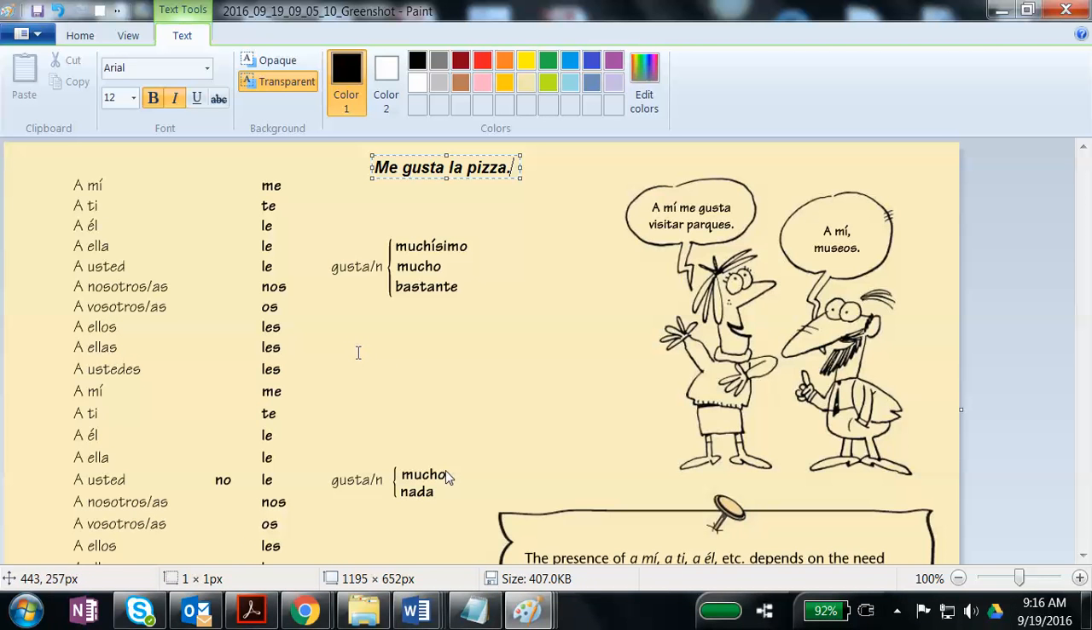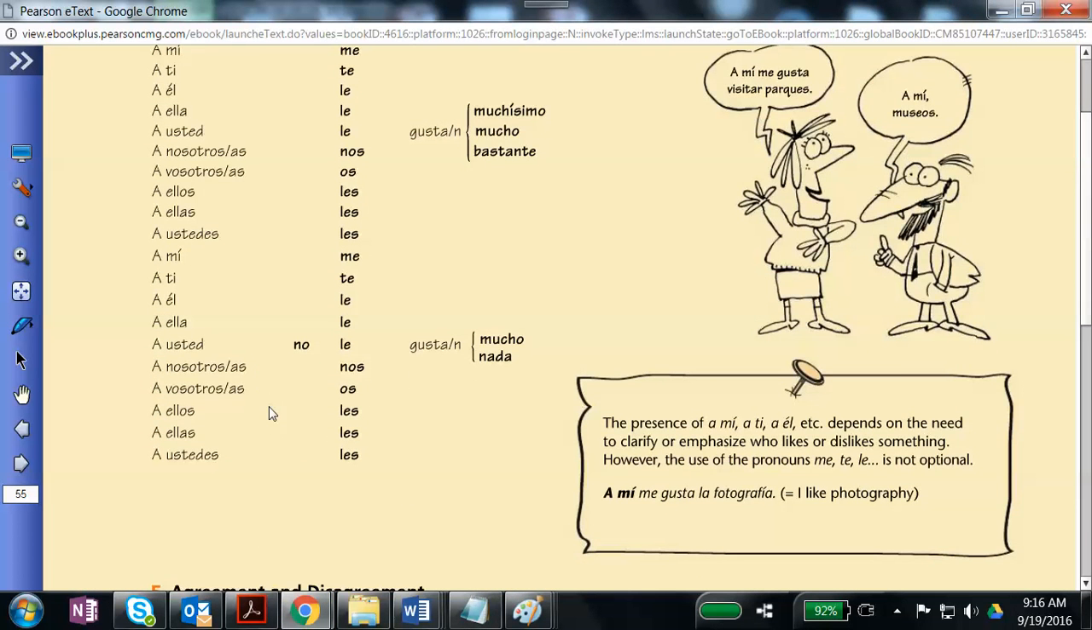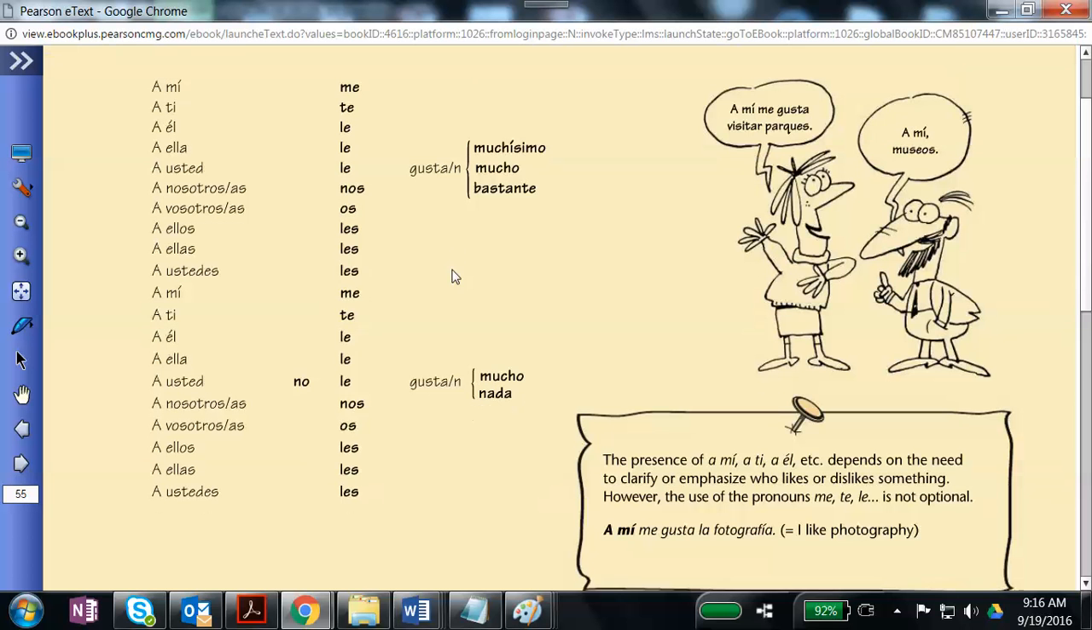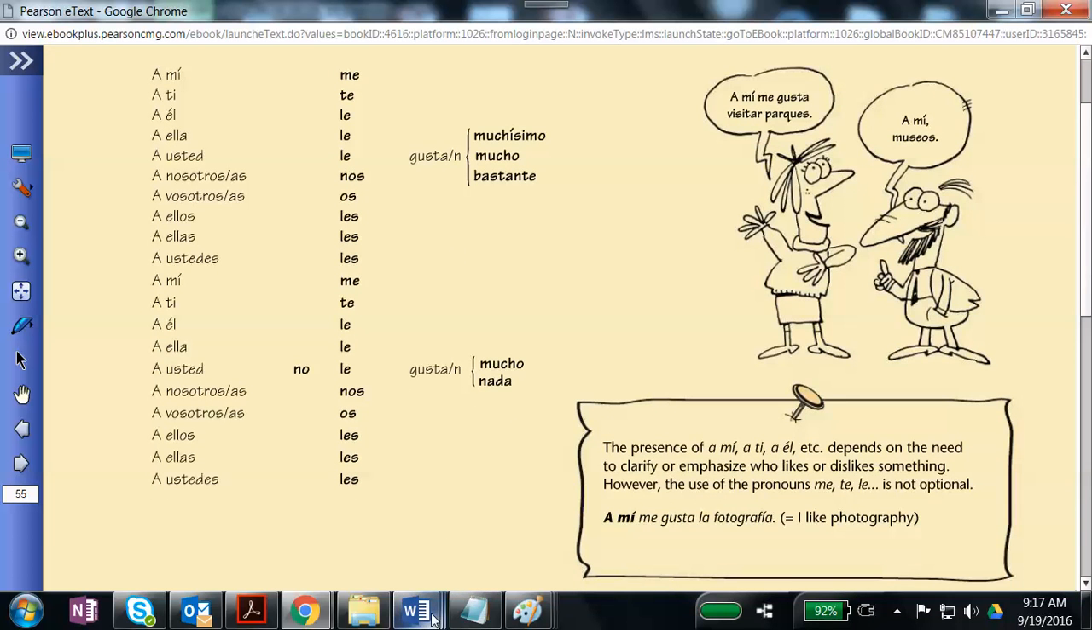I feel like one got cut off. A ustedes down there is also les, which I could show you here. Here you can see it right there. So these prepositional pronouns go with these guys. So when you see a mí, you would put me. So let's do a little bit of practice, then it'll make more sense.